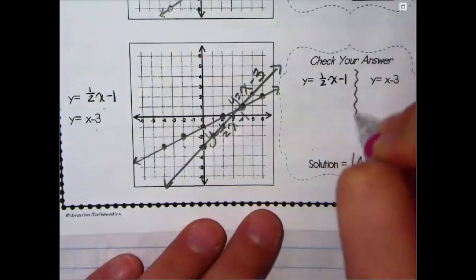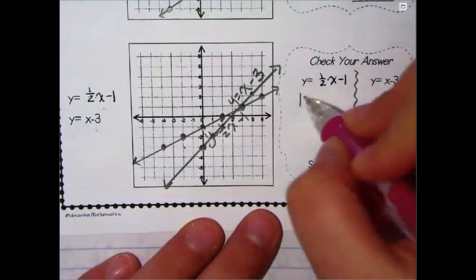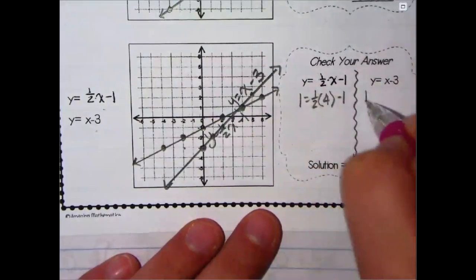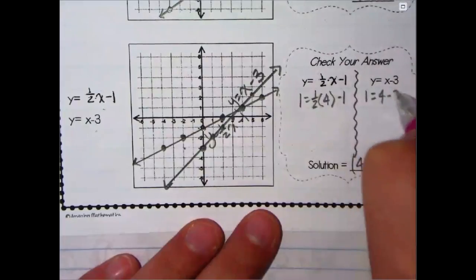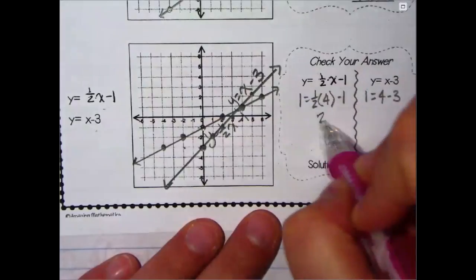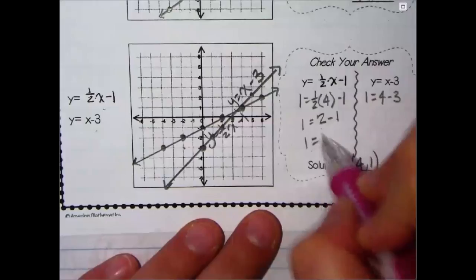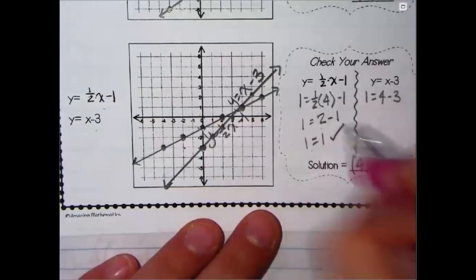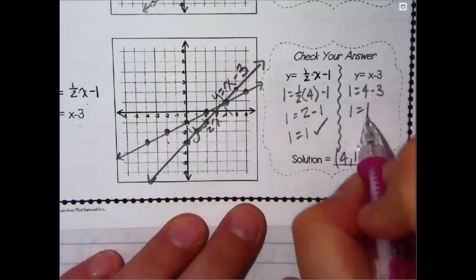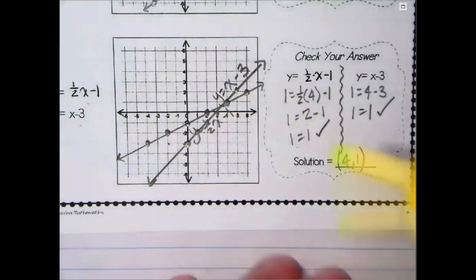What should I do to make sure that I'm correct? Check it. So I'm going to plug in 1 for Y and 4 for X. What's 1/2 of 4? 2. And what's 2 minus 1? Is this a true statement? Sweet. What's 4 minus 3? 1. Is this a true statement? Am I confident in my answer choice then? Yes.